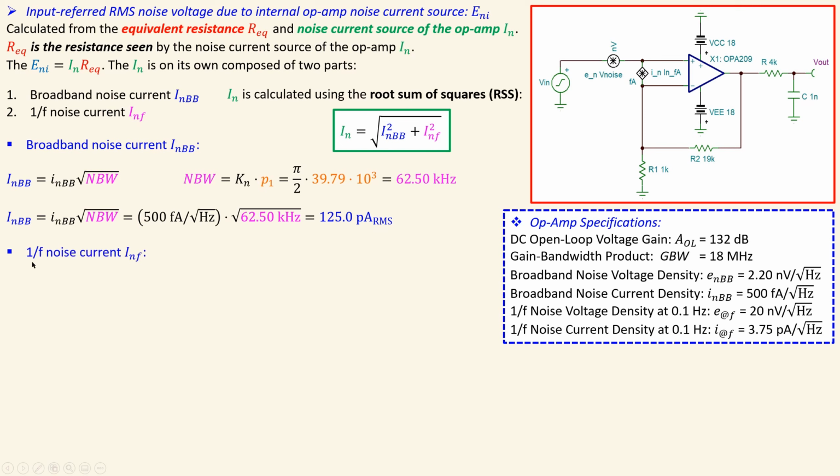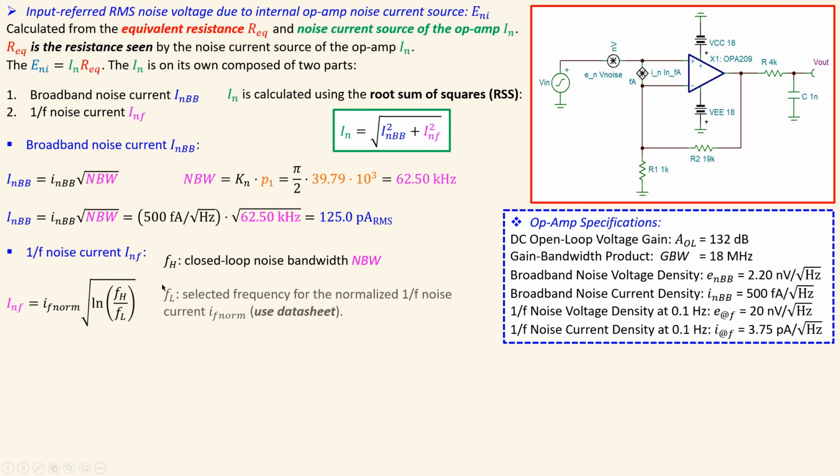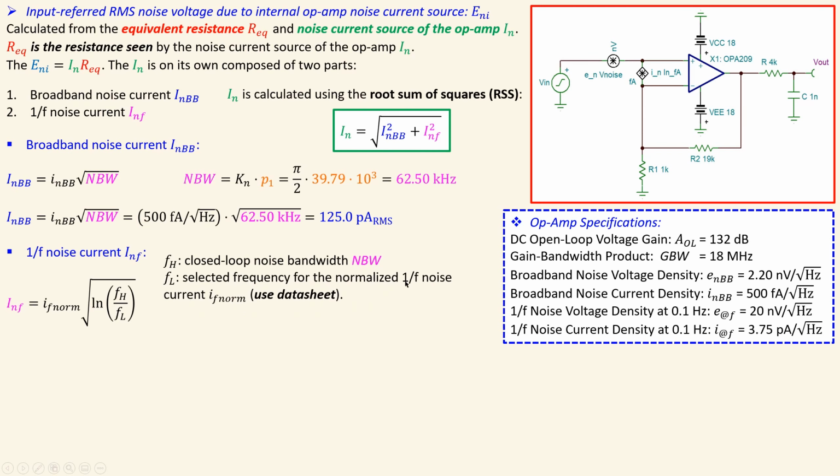Now if you do also the part for the 1 over F noise current RMS value, a very similar formula will be used, and we have again the upper cutoff frequency, which is the noise bandwidth. We have the FL selective frequency, and it will also determine your 1 over F noise current, and this will be again taken as 0.1 Hertz, but any other value will do, and you will of course need your datasheet for that one. Now from the datasheet we can see here the 1 over F noise current density at 0.1 Hertz, and this symbol is 3.75 picoamps per root hertz.